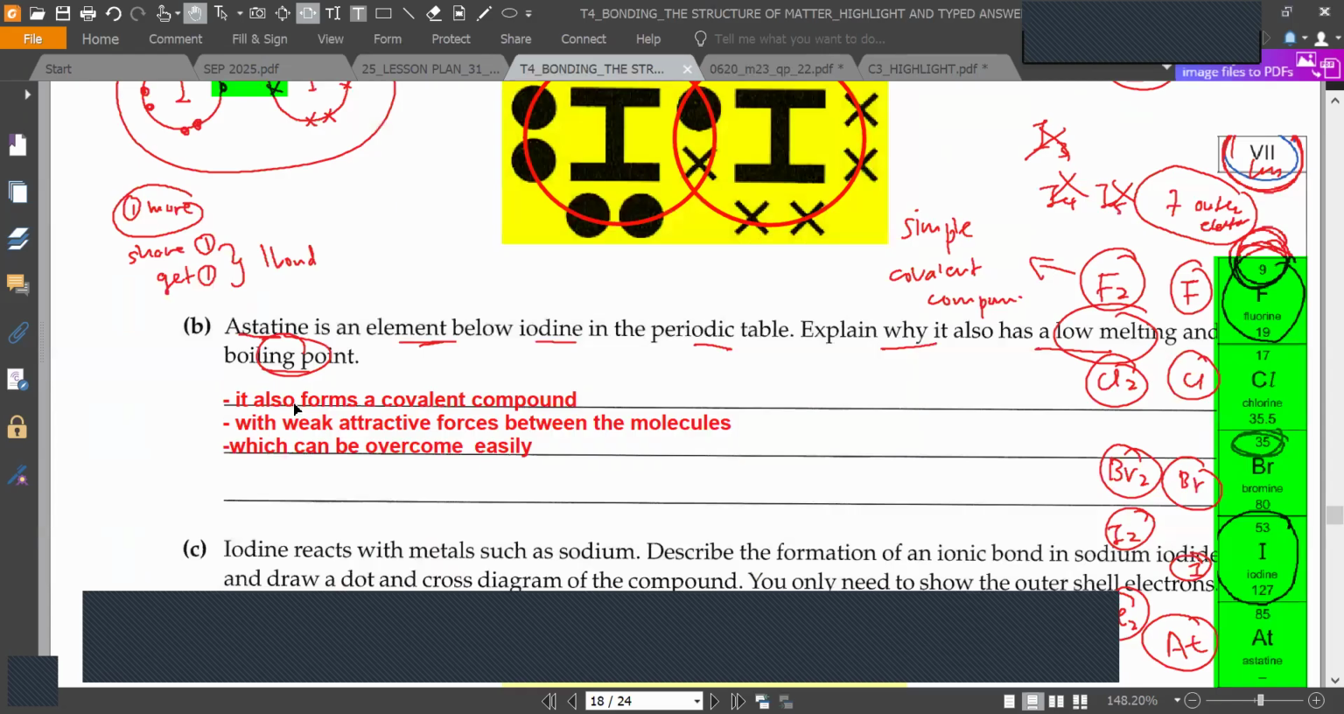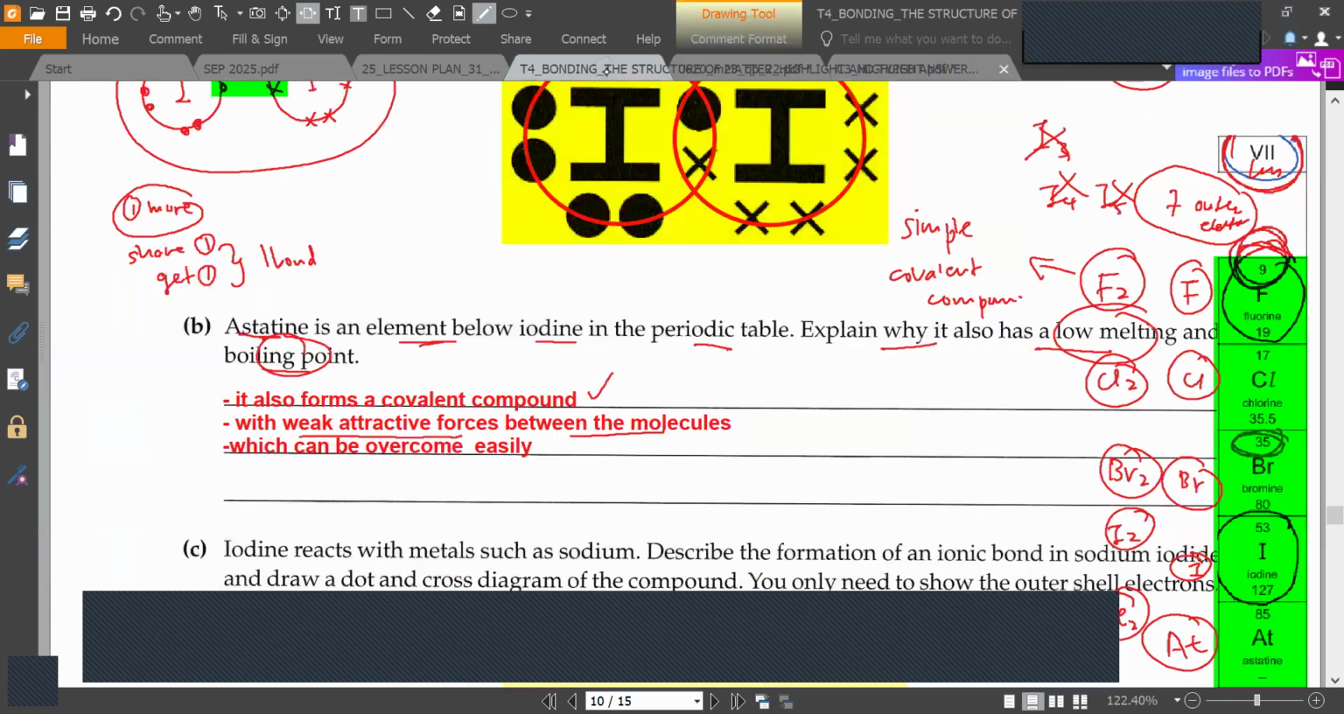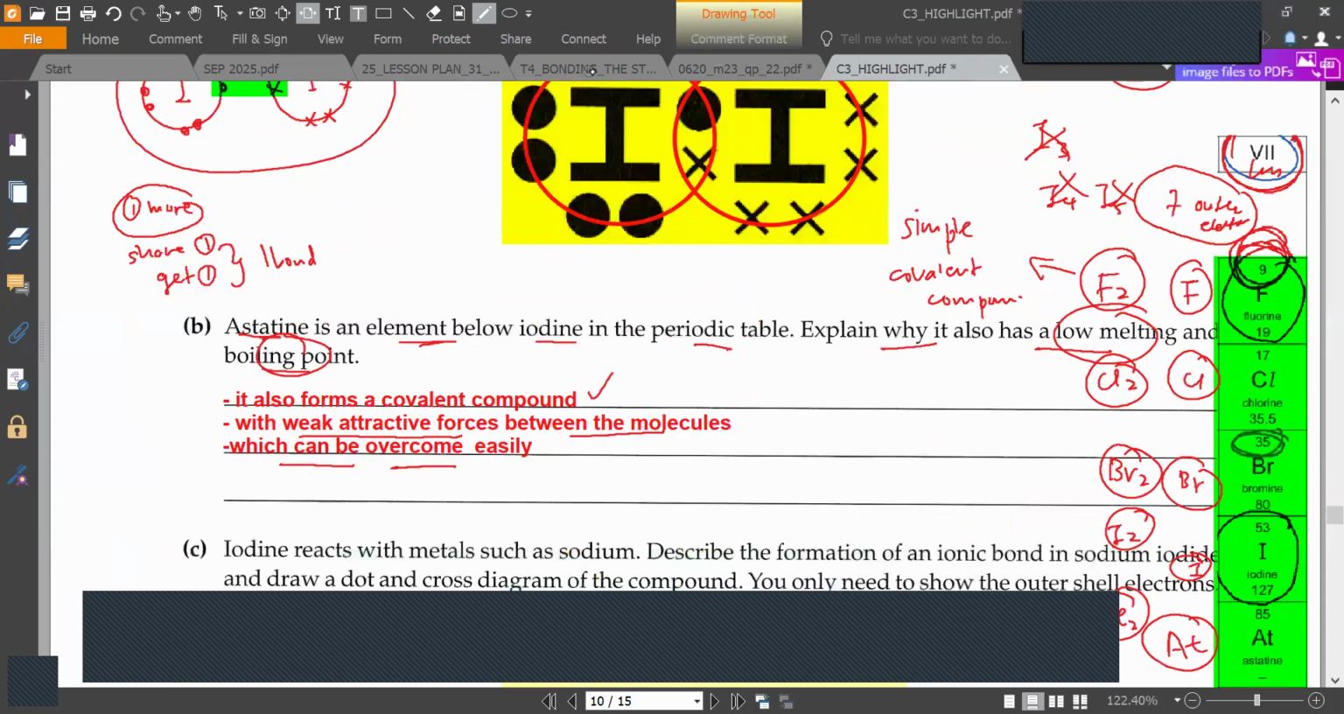Because it forms a covalent compound, there are weak attractive forces between the molecules, like what we mentioned just now, weak intermolecular forces, which can be overcome easily. So this bond can be broken quite easily. The strong covalent bond is not easily broken, but the weak intermolecular forces can be broken easily. So that's why they have a low melting point and low boiling point.